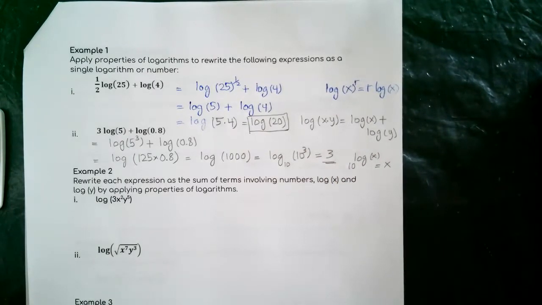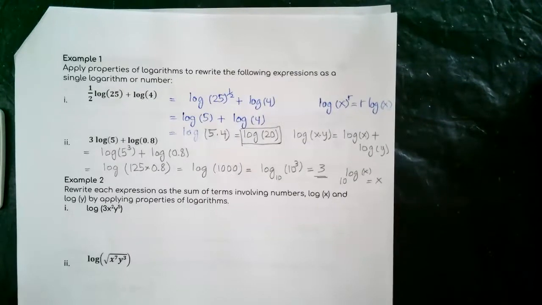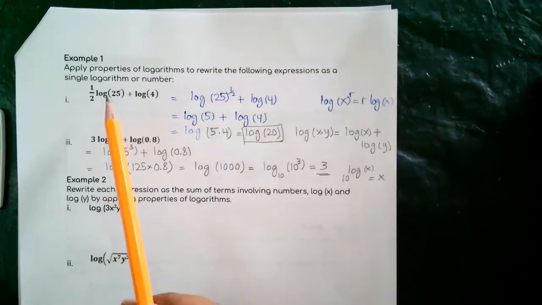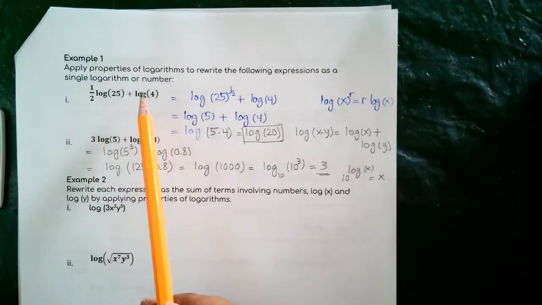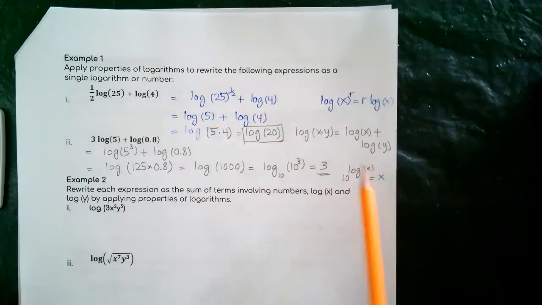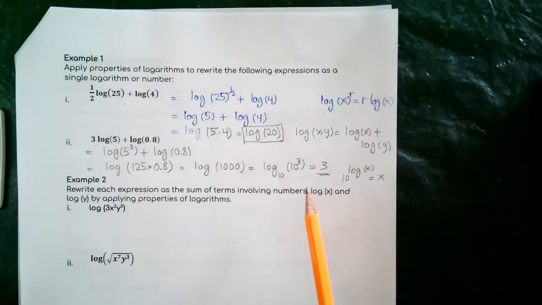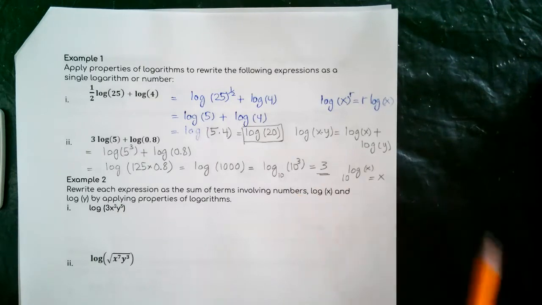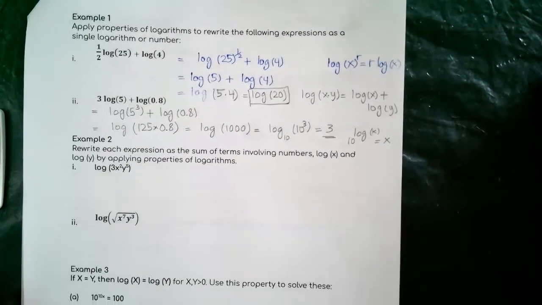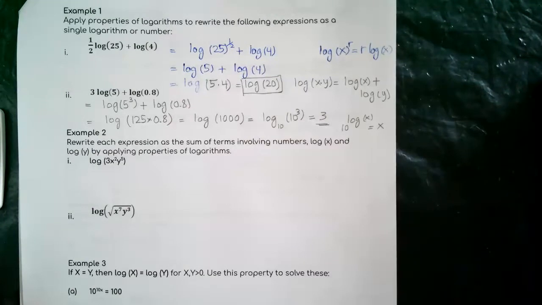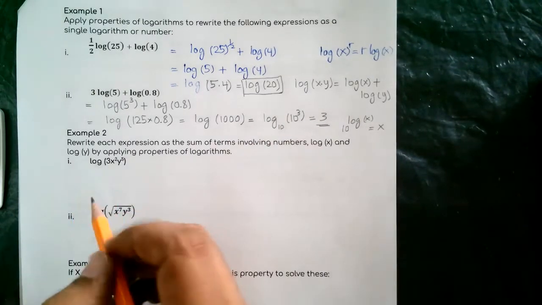Okay. So in all these three problems, we had multiple terms involving logarithms, and then we used the properties of logs to combine them and come up with a single logarithm or a value. Okay, so these two problems we solved that way. Now we are going to do the opposite. Rewrite each expression as the sum of terms involving numbers, log of x and log of y by applying properties of logarithms. So now we do the opposite.